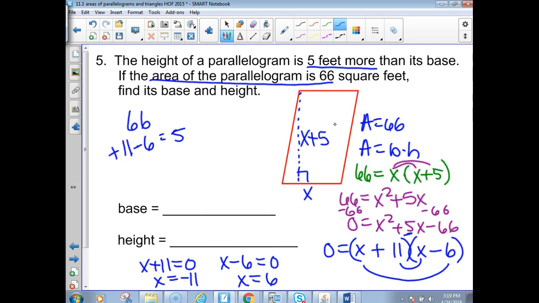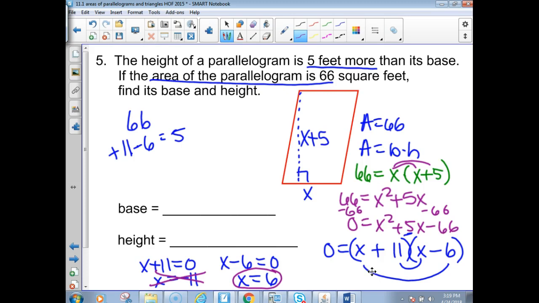And which of those answers would fit the parallelogram? Think about it. Which answer works for a parallelogram's length of its sides? The only one that works is the 6. This does not work, so it's called an extraneous solution.